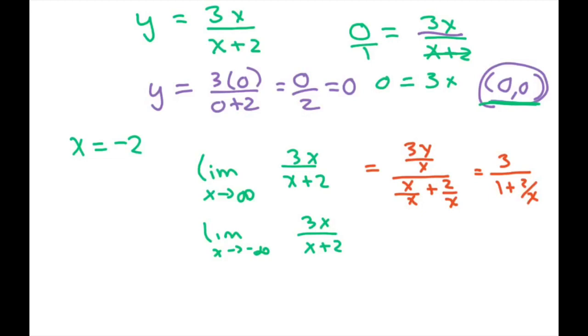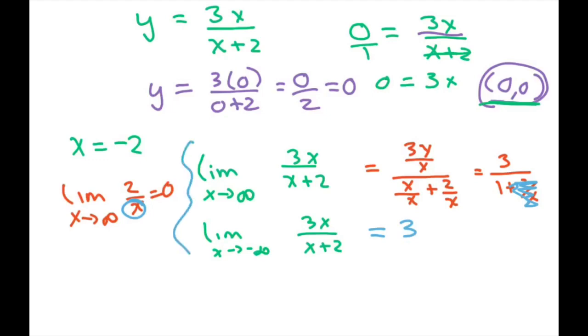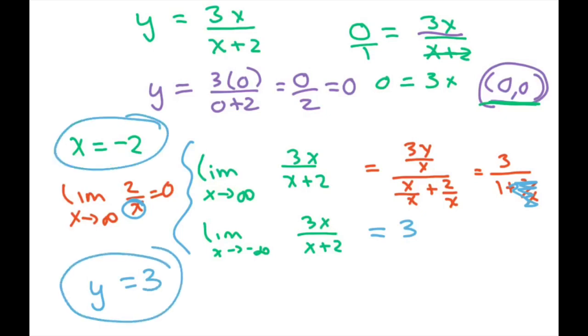And remember, the limit as x approaches infinity, positive or negative, of 2 over x is 0, because as x gets larger and larger, this number gets smaller and smaller. It gets closer to 0. So basically, we can take this part out, and so our limit equals 3. And it's for both of these. So we have a horizontal asymptote at y equals 3. So these are our asymptotes, and that's going to frame our graph.